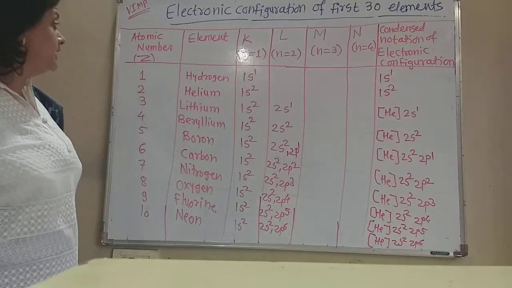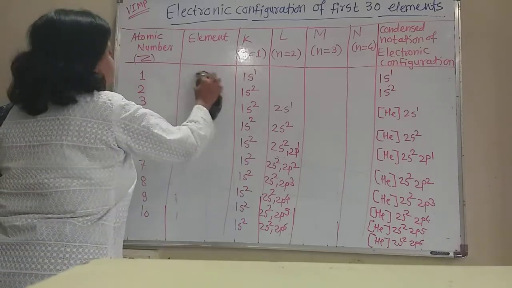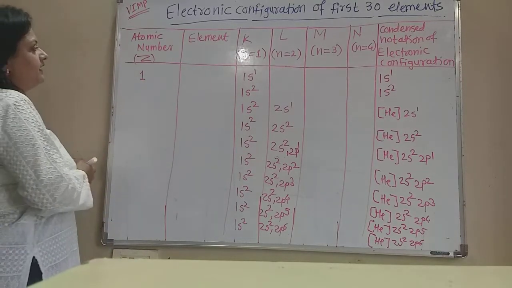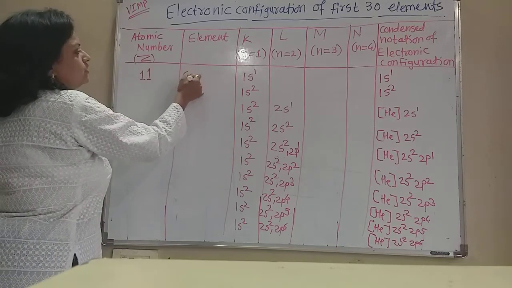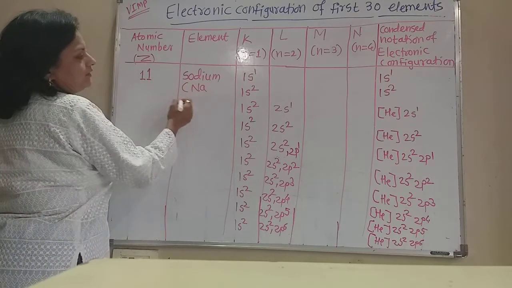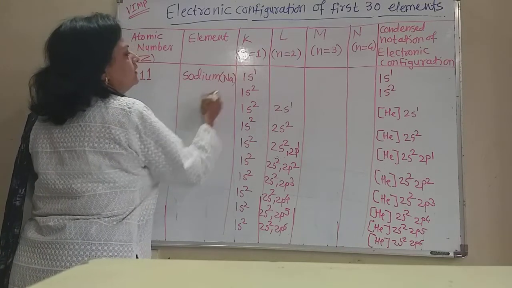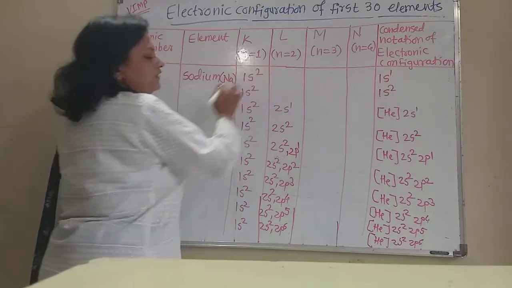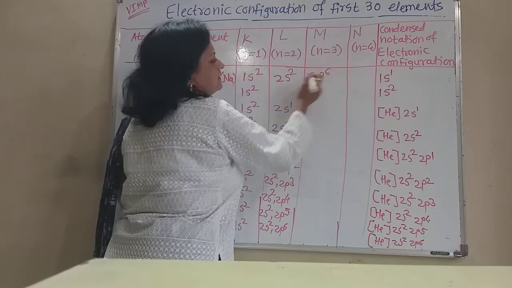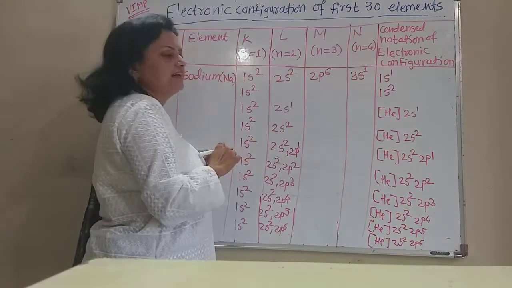If we write the electronic configuration of sodium, how is it shown? See here, sodium has atomic number 11. The symbol of sodium is Na, we know that. Now this is shown in this way. I write the symbol Na here. Now 1s2 and again 2s2, 2p6. Now these are 10 electrons, and 3s1. This 11th electron is there in sodium.